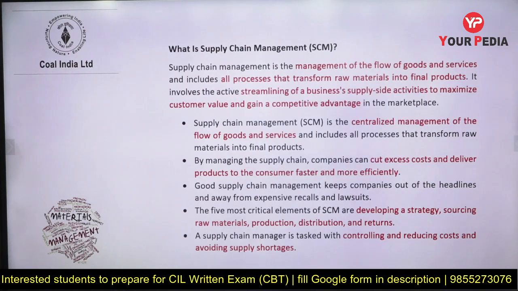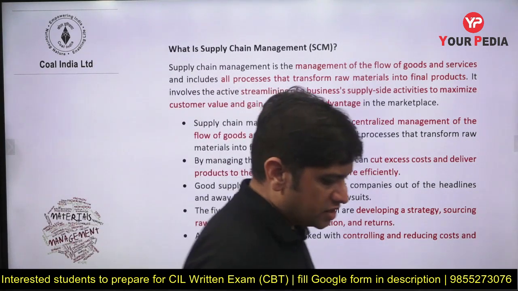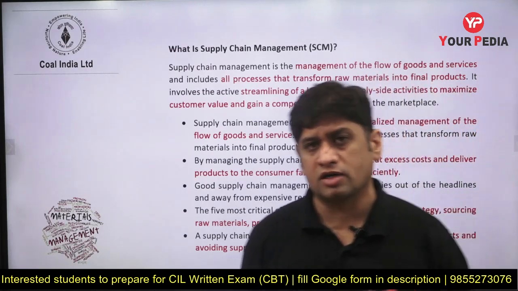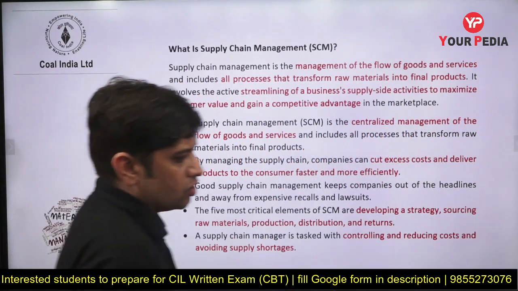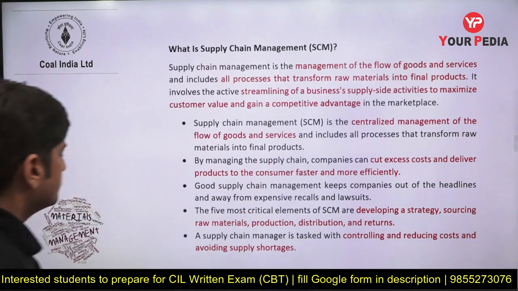The 5 most critical elements of supply chain are how to make the strategy, how to source the raw material, how to do production, distribution, and then if you want to return. On Amazon you return a lot of products. If you don't like it, you return the product on Amazon, right? So returning also should be effective. If you don't like something, I don't want it, I want to return it. I did not like the color. That is also part of customer satisfaction.